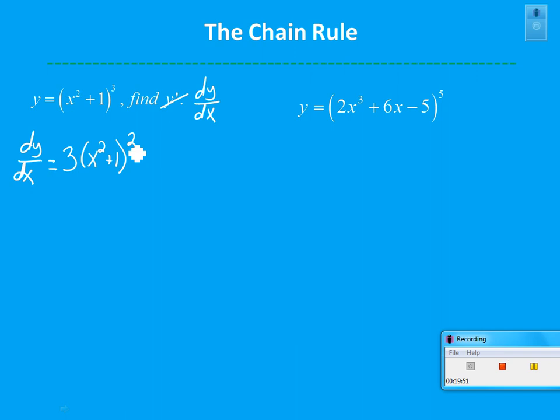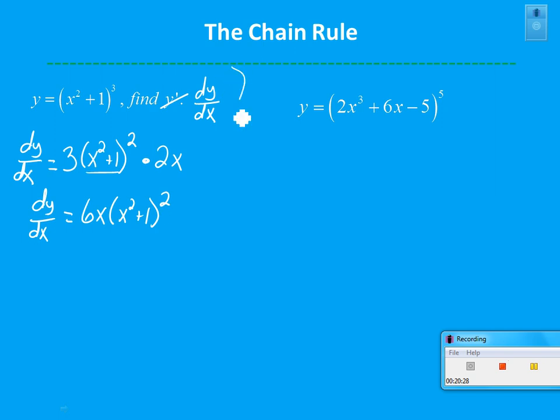So there I am so far. Here's why it's called the chain rule. There's a chain of events happening. Since I'm working with the quantity, I applied the power rule to this, but I need to multiply by the derivative of whatever's inside your parentheses. So I'm going to multiply by 2x. So my ending answer for this derivative, dy dx, is going to be 3 times 2x, which is 6x, times x squared plus 1 squared. And then we got it.